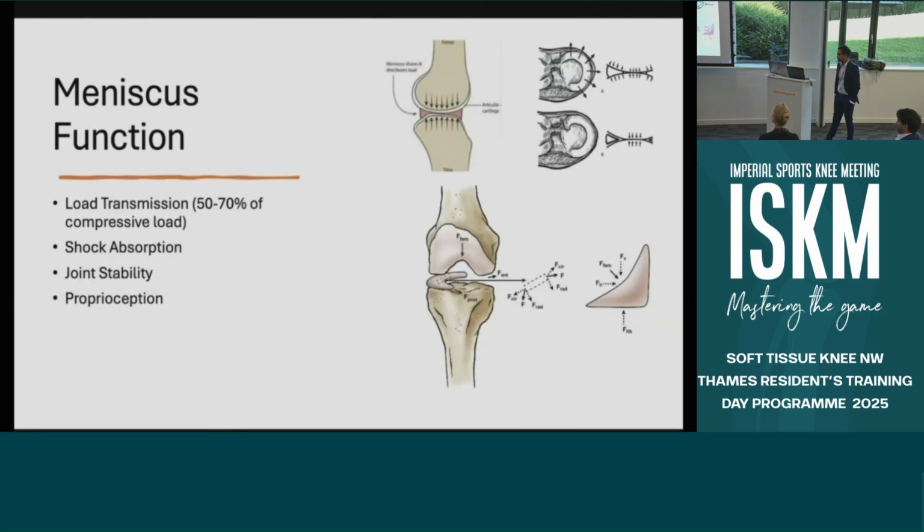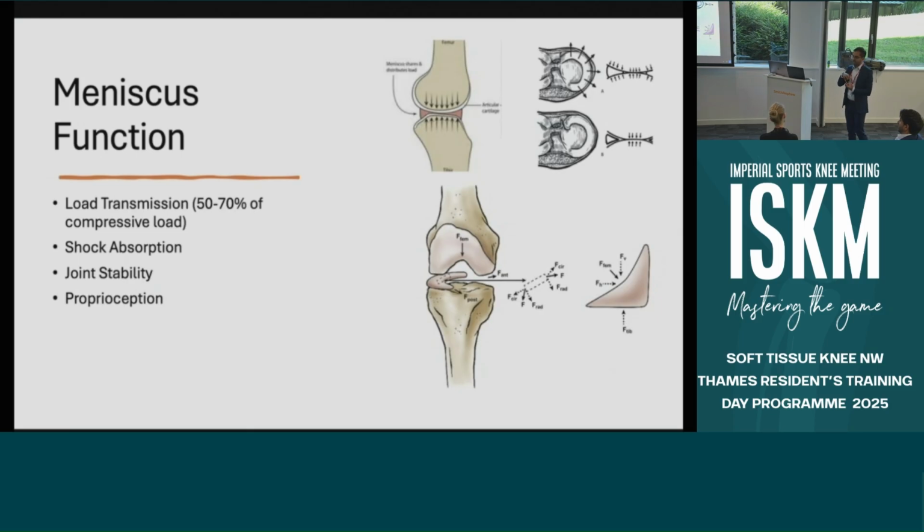So, meniscus function. There's lots of ways you can look at this. But the clear primary function is around load transmission, so 50 to 70% of your compressive load, and shock absorption. You can see here some nice diagrams. Essentially the femur and the tibia are incongruous. The femur is a round ball, your tibia on the medial side is a bit more concave, so it does accommodate a little bit. But on the lateral side, certainly it's really convex. So it's two domes together.